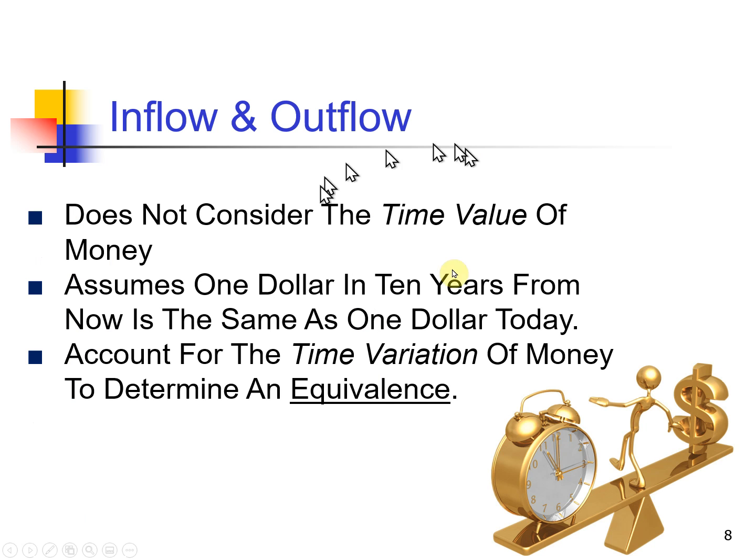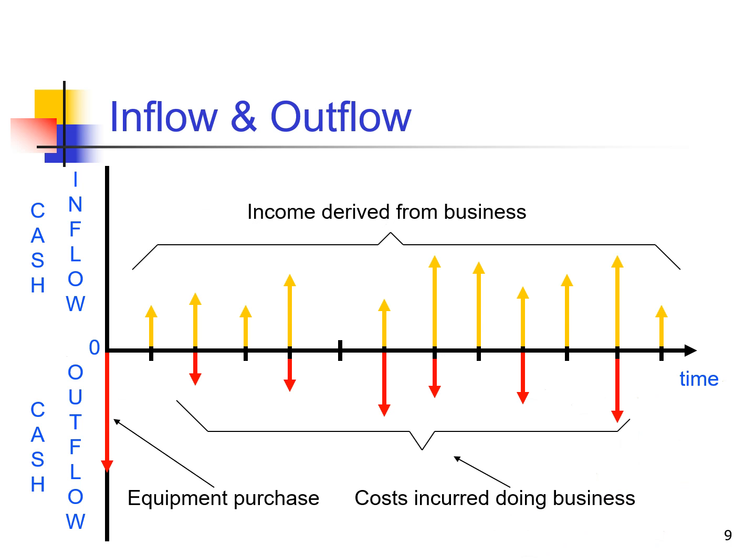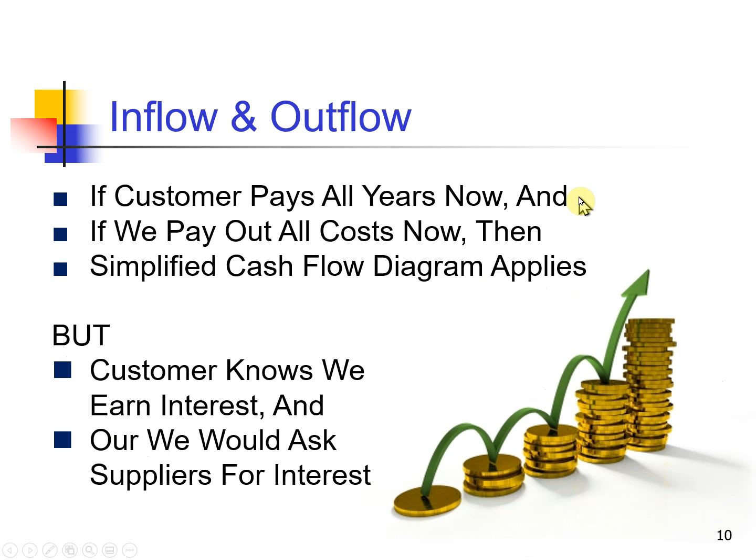We need to consider the time value of money. $1 in 10 years is not the same as $1 today. You earn interest on income, and there's inflation and other things. And it's variable. We need to figure out equivalence, and we're going to learn how to do that. We're going to learn how to take all these numbers and make them equivalent to a certain point in time.